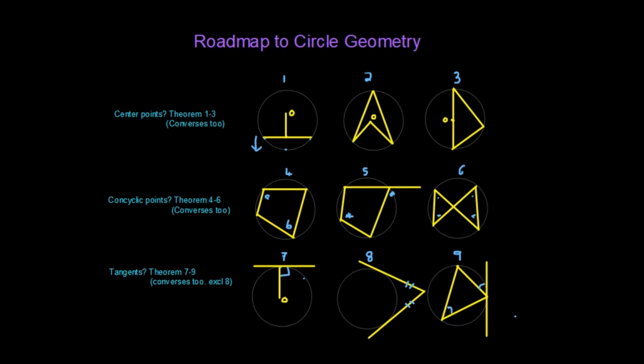And please do not forget the converses. Converses apply as well, saying that if this angle is 90 degrees, then this is a radius or this is a tangent. There is no converse for theorem 8. And for theorem 9, if these angles are equal, then this will be a tangent. All right.